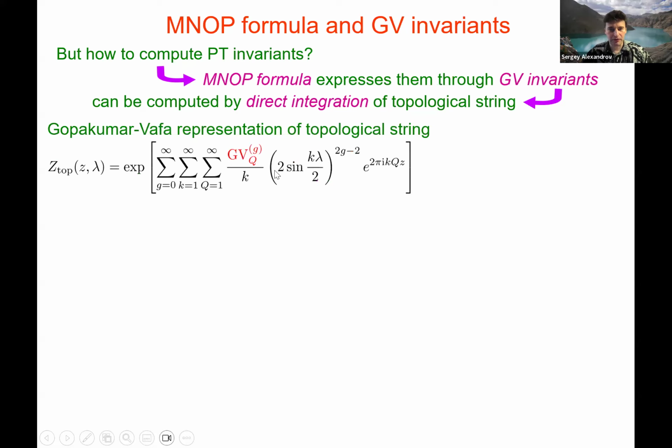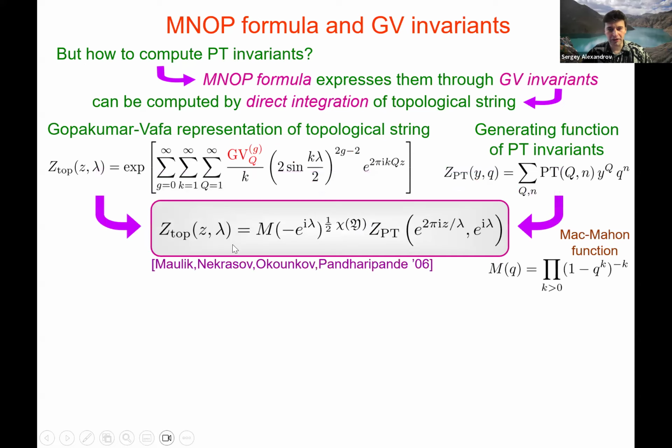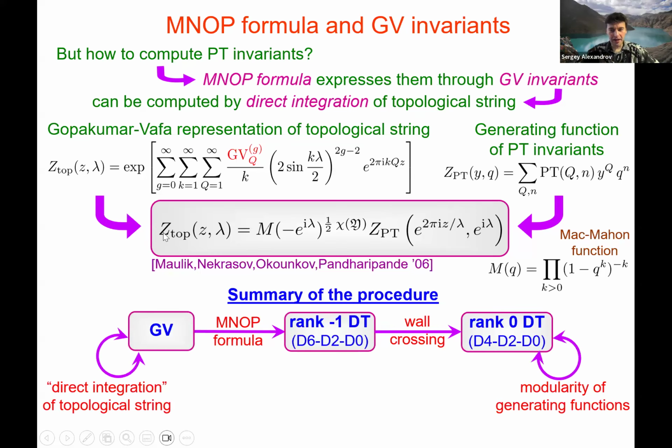So here I just wanted to recall this MNOP formula. First we have the Gopakumar-Vafa representation of the topological string partition function. Then we simply define the generating function of PT invariants. And then the claim is that the two generating functions are related by this type of formula. So you just change the parameters in a proper way and multiply by a certain power of the so-called McMahon function. And that's it.